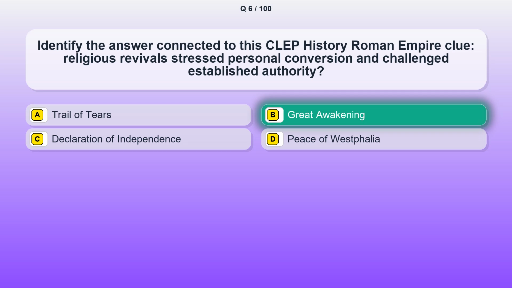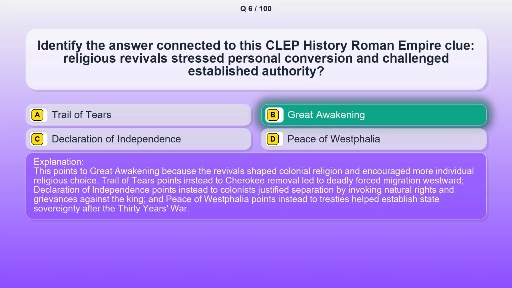The correct answer is option B. Great Awakening. This points to Great Awakening because the revivals shaped colonial religion and encouraged more individual religious choice. Trail of Tears points instead to Cherokee removal leading to deadly forced migration westward. Declaration of Independence points instead to colonists justifying separation by invoking natural rights and grievances against the king. And Peace of Westphalia points instead to treaties helping establish state sovereignty after the 30 Years' War.